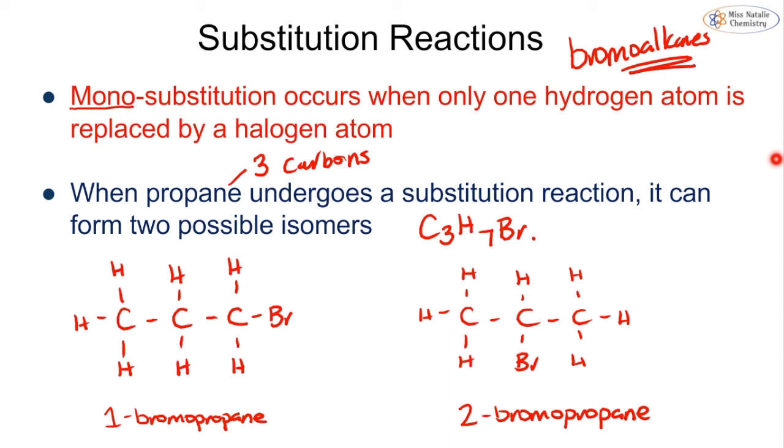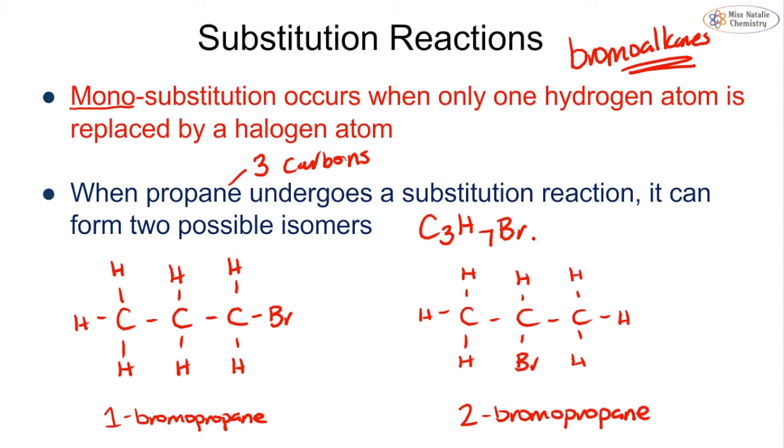Now, the same thing can happen with chlorine. The only difference is rather than writing a Br, you would write a Cl. And these would be known as 1-chloropropane or 2-chloropropane. Everything else is the same. The only thing that actually changes is the atoms that are used.